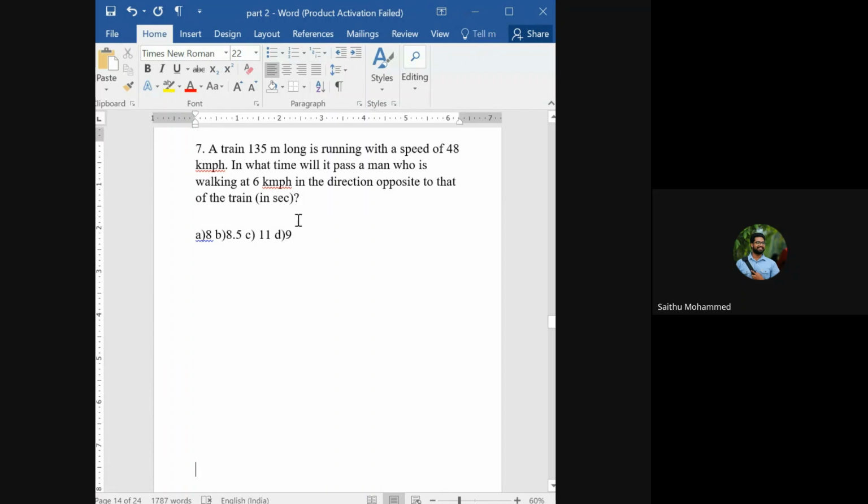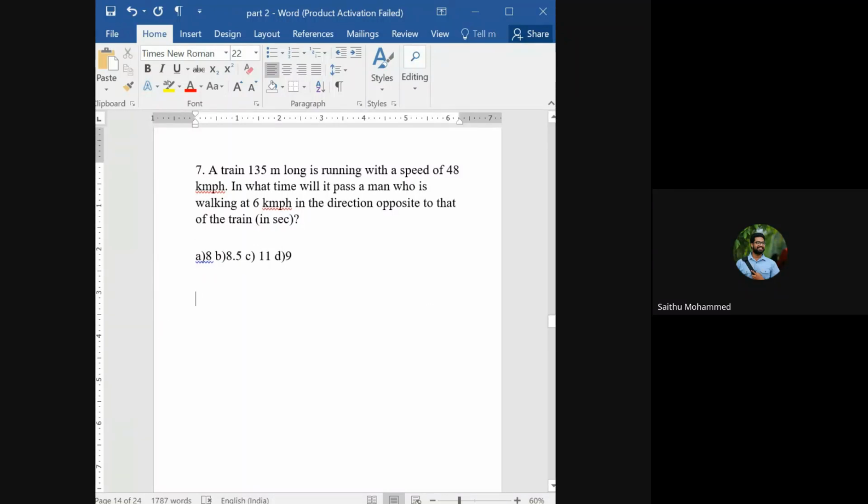A train 135 meters long is running with a speed of 48 kilometers per hour. In what time, in seconds, will it pass a man who is walking at 6 kilometers per hour in the direction opposite to that of the train? That is our question, and the options are 8, 8.5, 11, and 9.